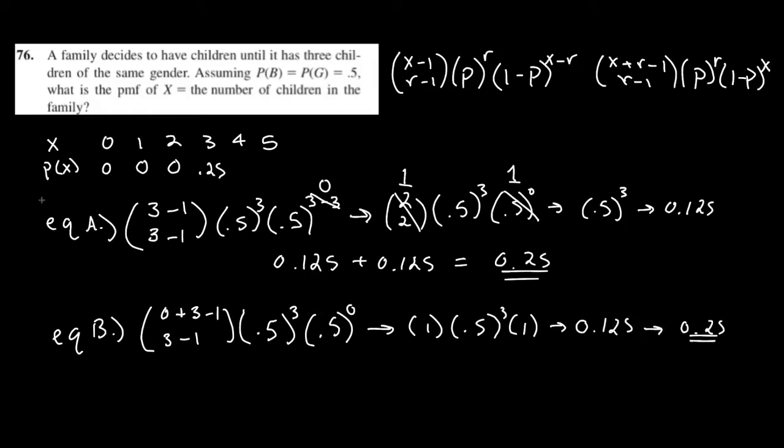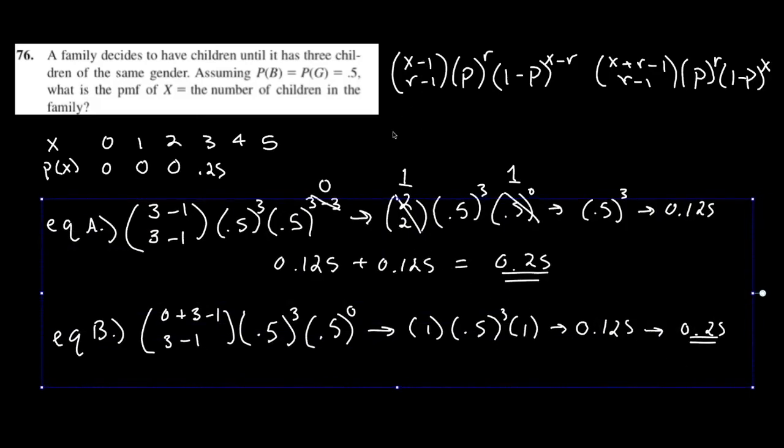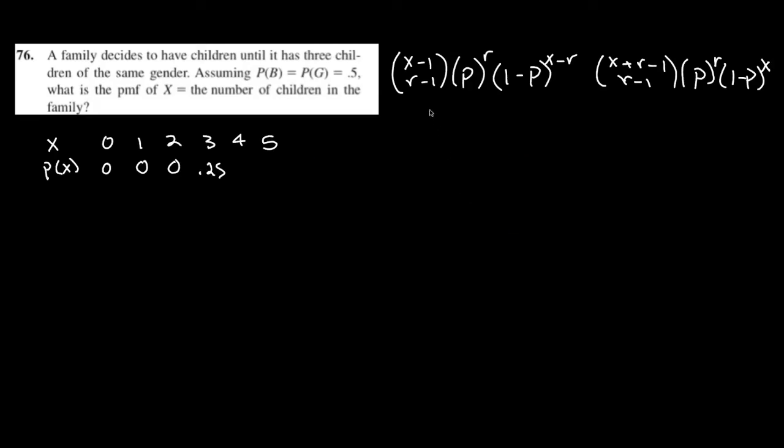Now let's do number 4 quickly. So using equation A, we're looking for the number of trials, so 4 minus 1. Our successes is still going to be 3. We're looking for the first 3 children of the same gender, minus 1, times the probability of success to the power of 3, probability of failure. And now x in this equation represents our number of trials. We have 4 trials, minus r, the 3 attempts.